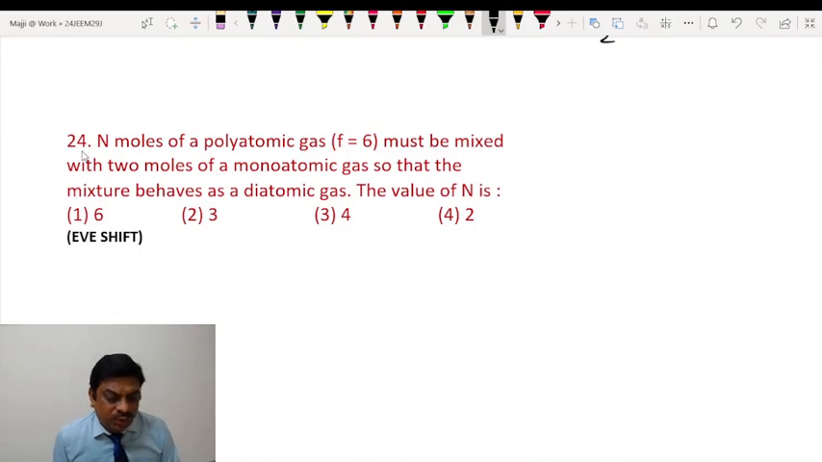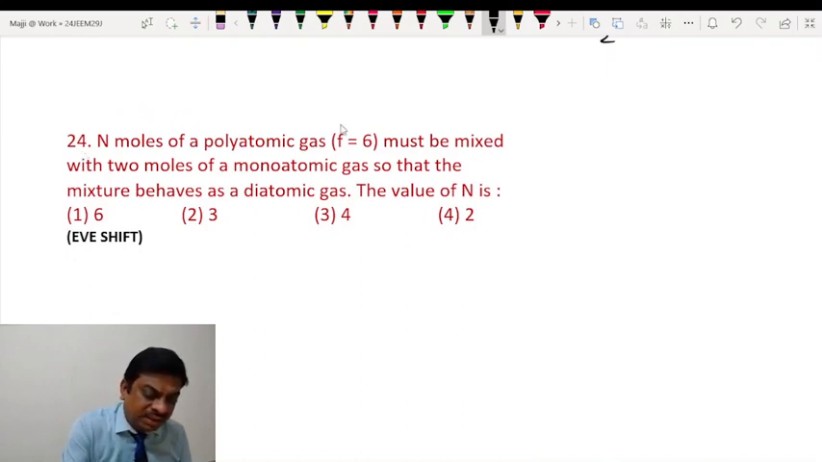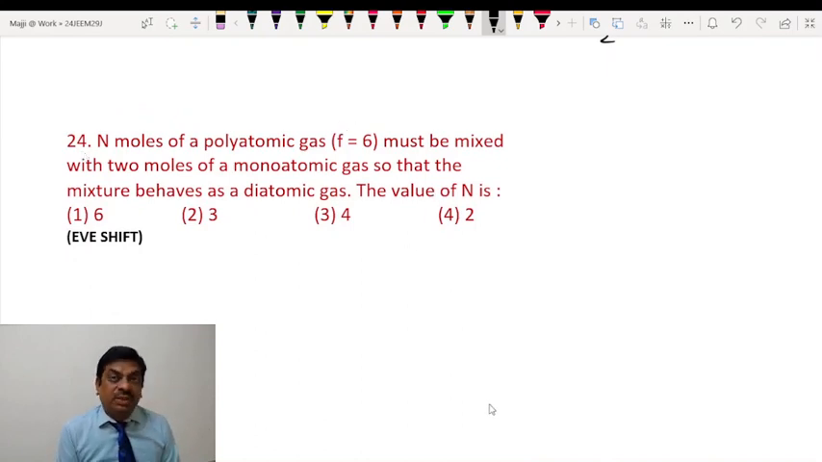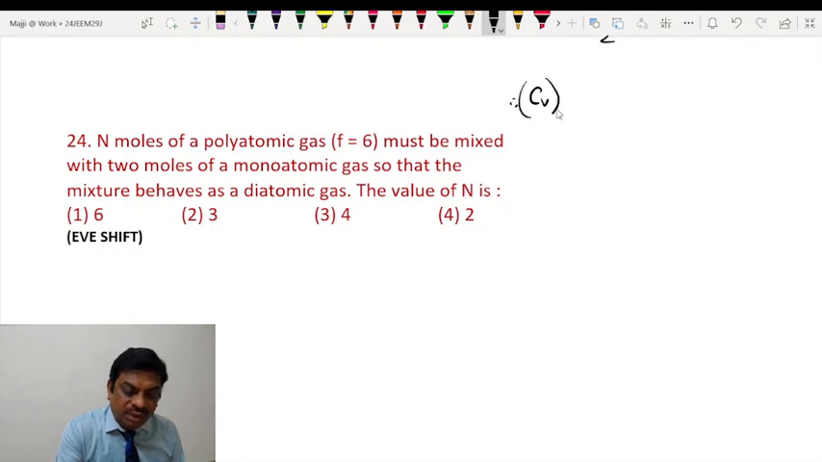Moving to question number 24. N moles of a polyatomic gas, F equal to 6, F means degrees of freedom, must be mixed with 2 moles of monatomic gas so that mixture behaves as a diatomic gas. The value of N is. So here we will be using this simple formula students. CV, that is molar heat capacity at constant volume for a mixture, is equal to N1 CV1 plus N2 CV2 upon N1 plus N2.